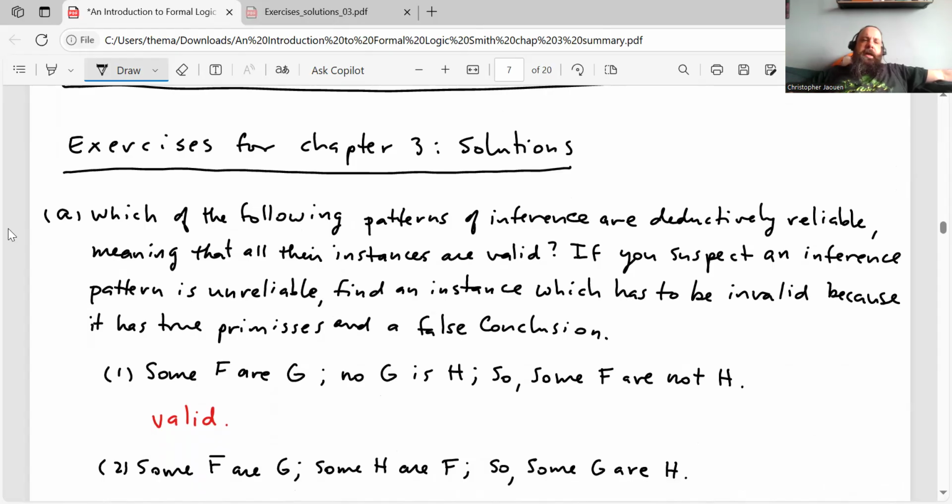All right, question A: which of the following patterns of inference are deductively reliable, meaning that all their instances are valid? If you suspect an inference pattern is unreliable, find an instance which has to be invalid because it has true premises and a false conclusion. So I'll just go through these kind of quick.